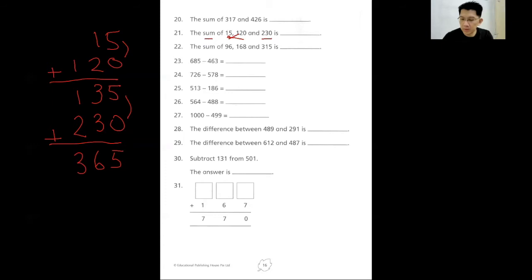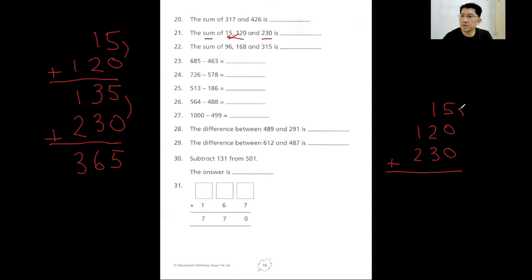Now, for those who want to try a little more challenging way of doing this, I'm going to put it down here. 15, okay, 120, and 230. Draw a line, and that's the sum, addition. Okay, now just like the usual way, we are starting from the right. So there's no difference between this one and the other one. We're still starting from the right.